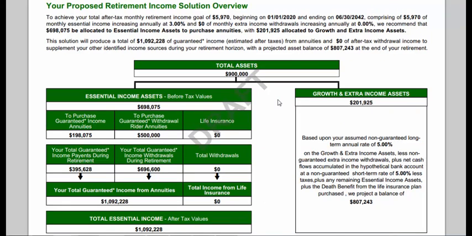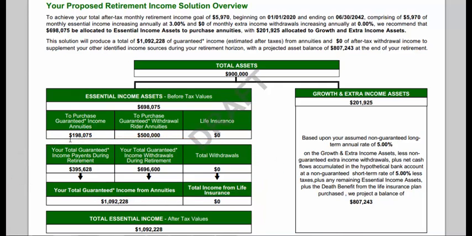It is a good overview, a summary of what we have done in the planning process. In this case, we've started off with $900,000 of assets that they've allowed us to use. We've taken $198,000 to purchase DIAs. We've taken $500,000 to purchase a GLWB to lay the foundation, the flooring for their income need. As you can see, this is before taxes. Then, when the payout occurs, this is after tax.